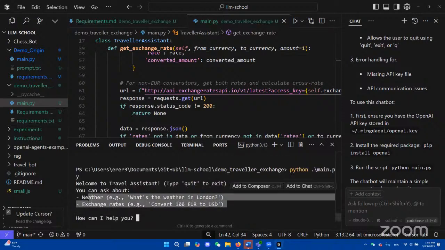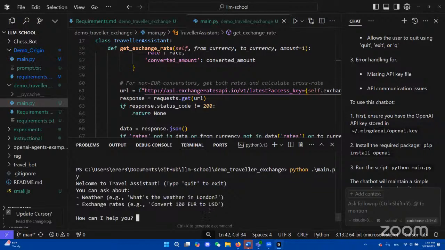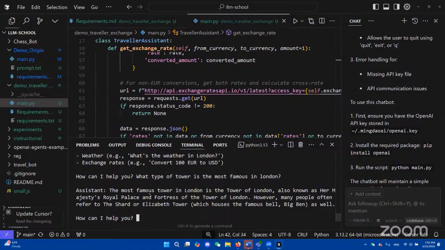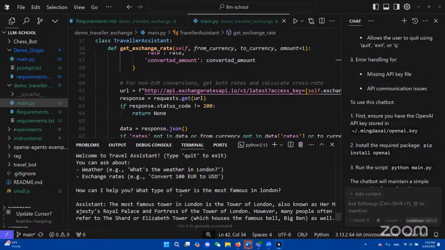This thing has two main API functionalities, although inherently it's just based on ChatGPT and it allows calculation of intents, as in what the user wants from the APIs. For example, I can ask it something simple like, what type of tower is the most famous in London? As it's just linked up directly to ChatGPT, it can respond to these with anything. The most famous tower in London is the Tower of London, also known as Her Majesty's Royal Palace.